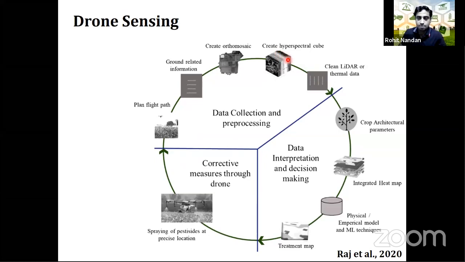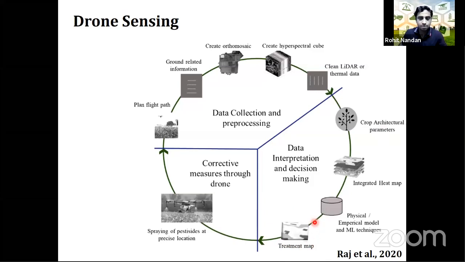which can have hundreds of bands, and lidar, which can give us information about the architecture or structure of the plant, and thermal images that give us the temperature of the crop and can be useful to study healthy and unhealthy crops. All this information can be processed and used to prepare the treatment map. By using empirical models, machine learning techniques, or any physical models, we can use this data and the models to get the treatment plan, the treatment map.